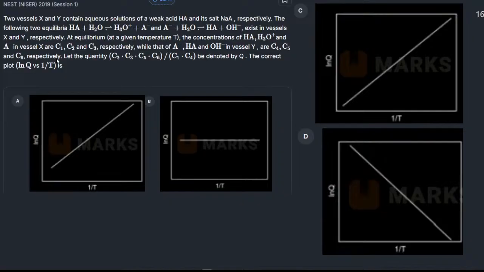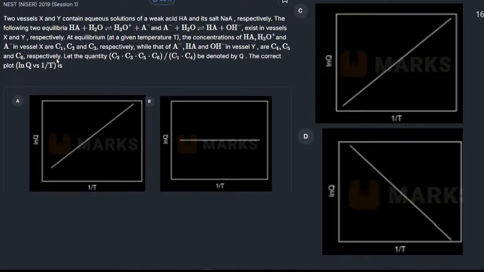Okay, next question. Two vessels X and Y contain aqueous solutions of weak acid HA and its salt NaA. The following two equilibria, HA plus H2O to give H3O plus and A negative, and A negative plus H2O, because HA is acid and A negative is its conjugate base, exist in vessels X and Y respectively.